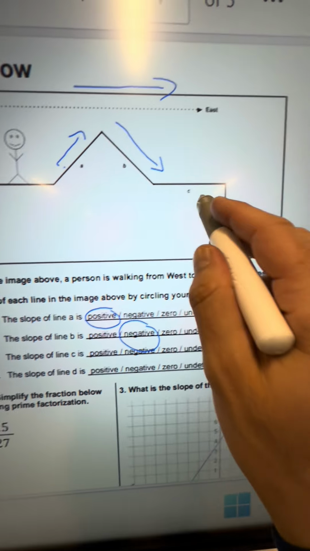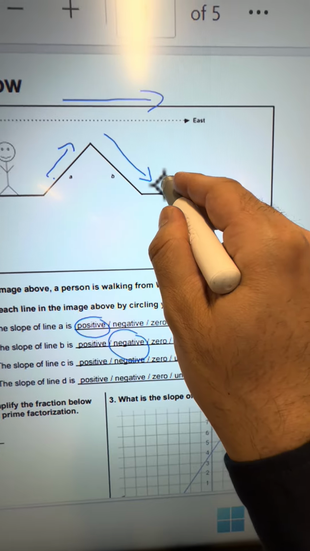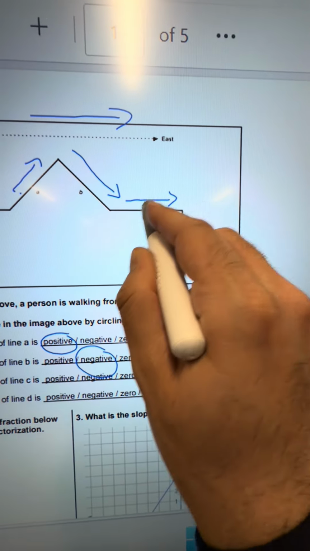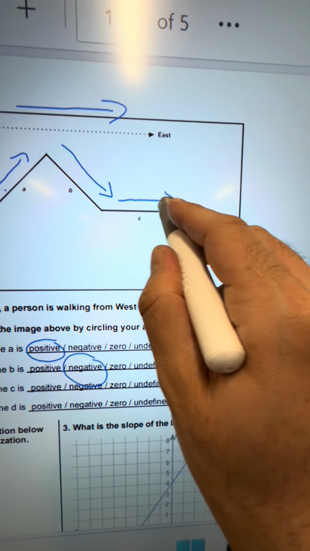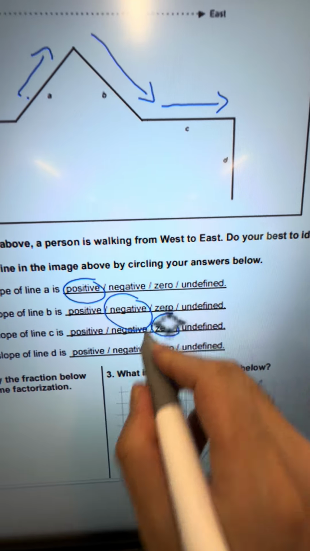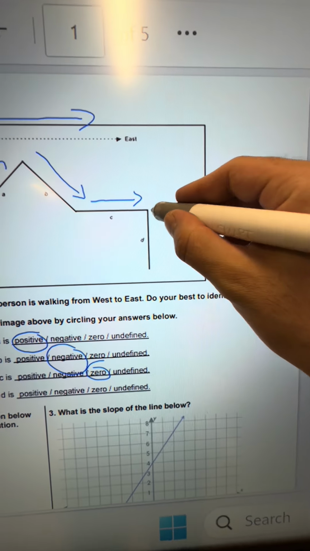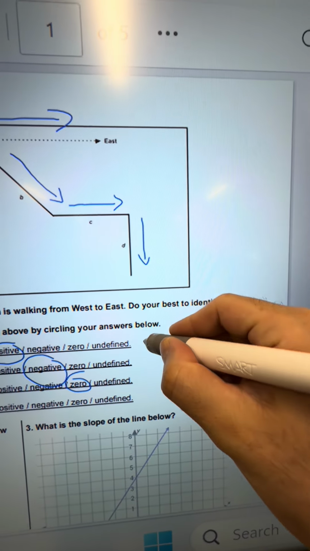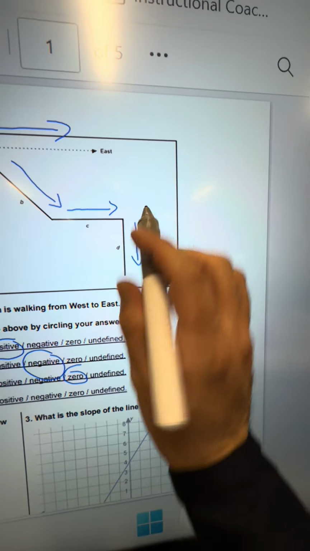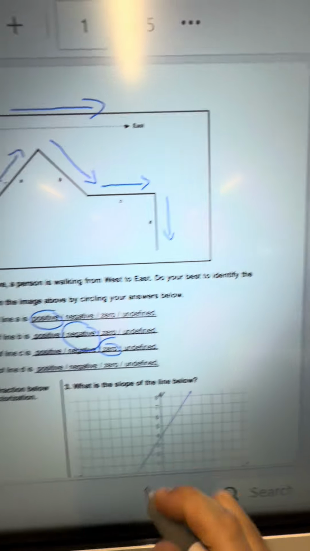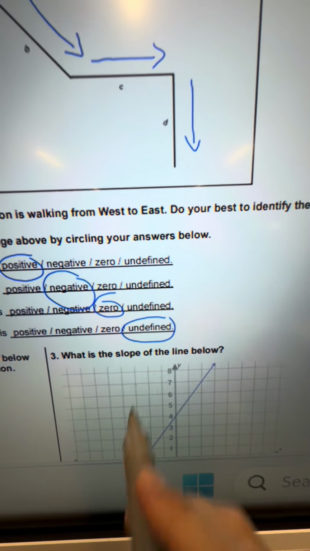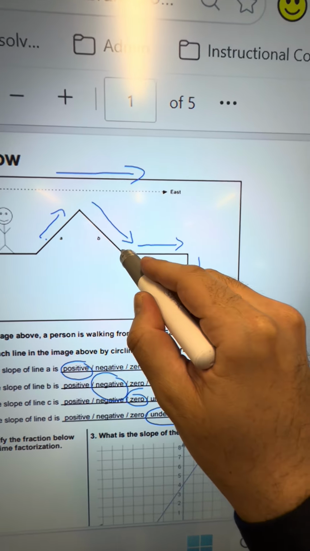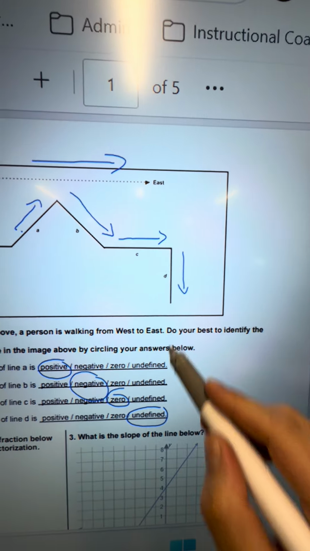The slope of line C, which is this one right here, when I go from west to east or left to right, you can see it's not changing. It's not increasing. It's not decreasing. It stays the same. Therefore, we call this a 0 slope. And then for the last one, the line D, you can see that it's just going straight down. If your slope is just a vertical line like this, we call that an undefined slope. So again, this is a positive slope, negative slope, 0 slope, and this is undefined.